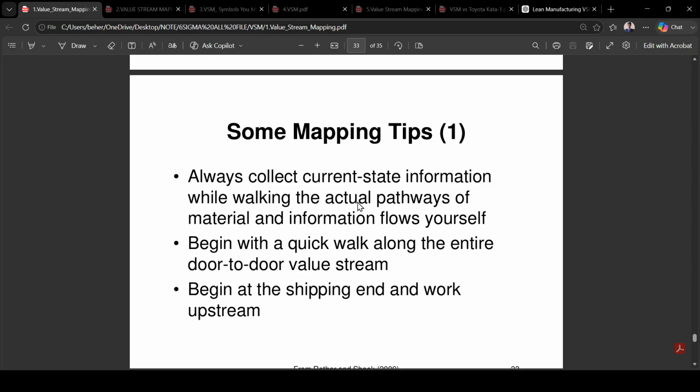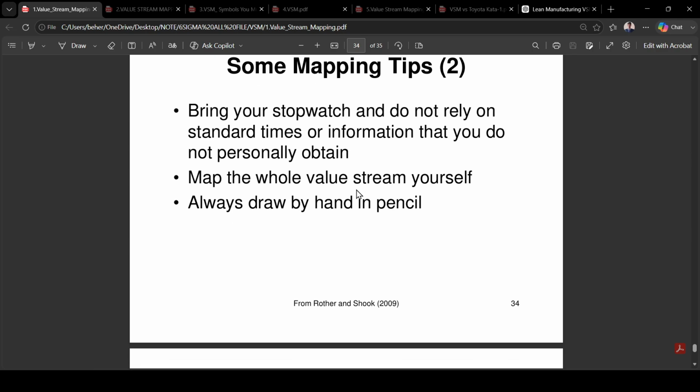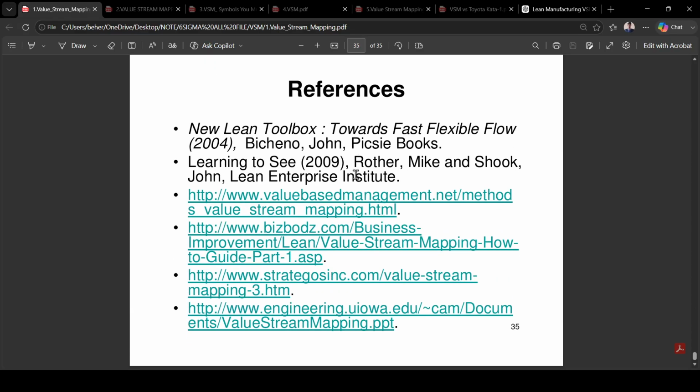Always collect current state information while walking the actual pathway of material and information flow yourself. Begin with a quick walk along the entire door-to-door value stream. Begin at the shipping end and work upstream. Bring your stopwatch and do not rely on standard times or information that you have not personally obtained. Map the whole value stream yourself. Always draw by hand in pencil.